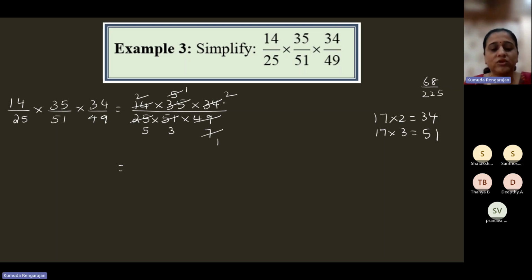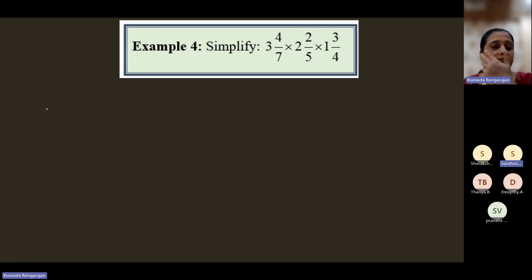The numbers left over in the numerator are 2, 1, and 2. So multiply them: 2 times 2 is 4. In the denominator, we have 5 and 3. So 5 threes are 15. 4 by 15. Actually, my handwriting went bad, so I confused 15 and 16. Yeah, this is the next one. Another simple one.